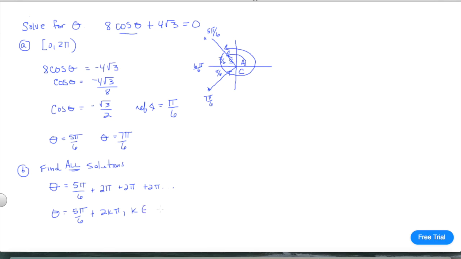And the shorthand set theory way to say that is that k is in Z. This means k is an integer. So that basically means that I can continue to add 2 pi forever or subtract 2 pi forever. Now I would do the same thing with the 7 pi over 6 angle. So theta can also be 7 pi over 6, and I can continue to add or subtract 2 pi forever. So these are my solution sets.